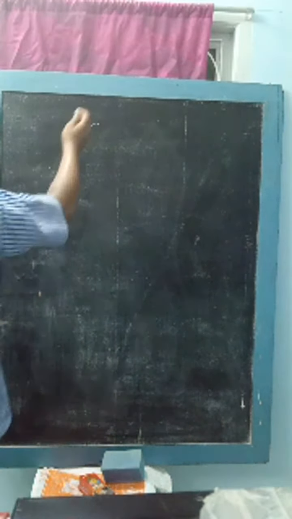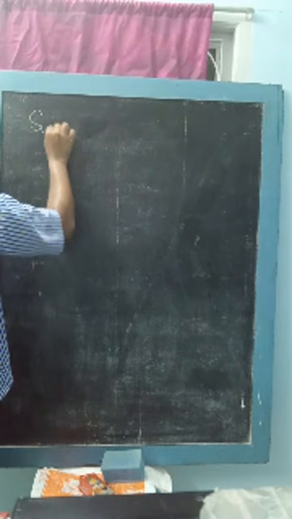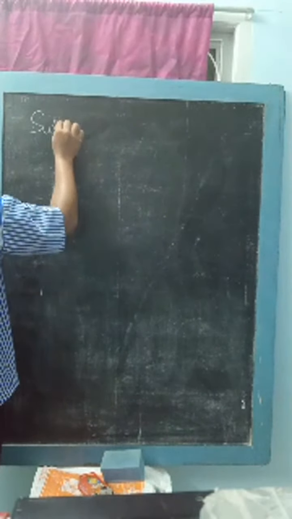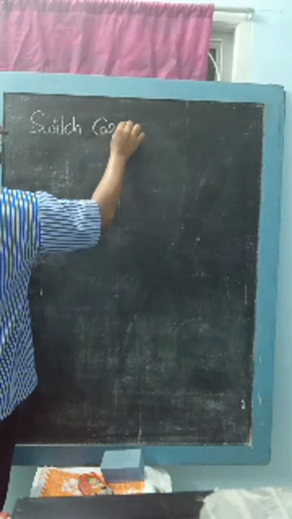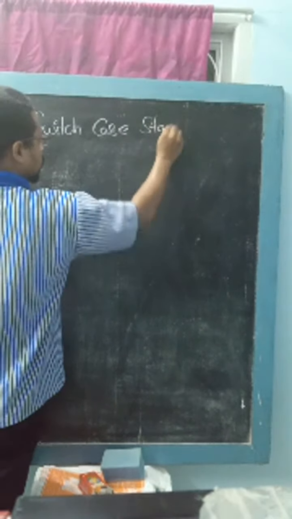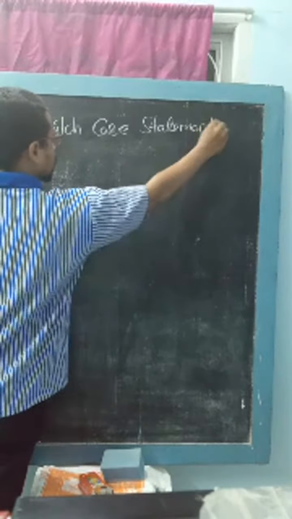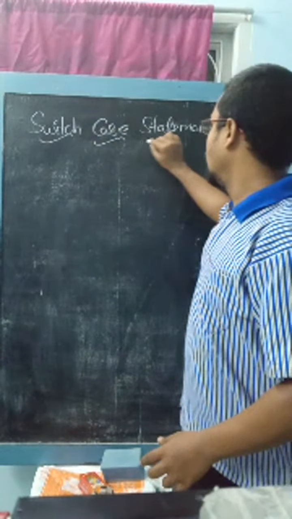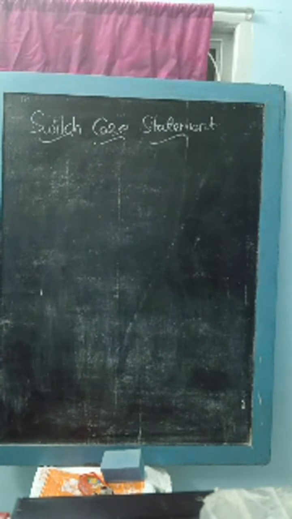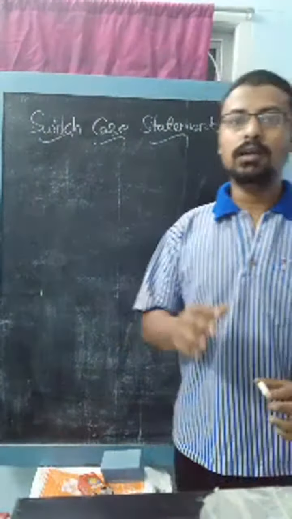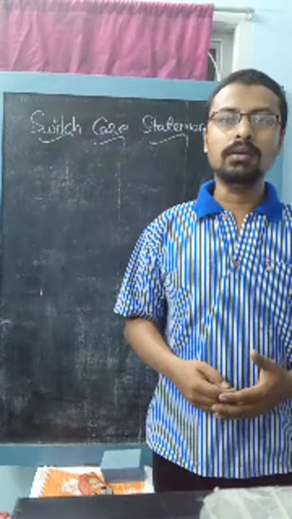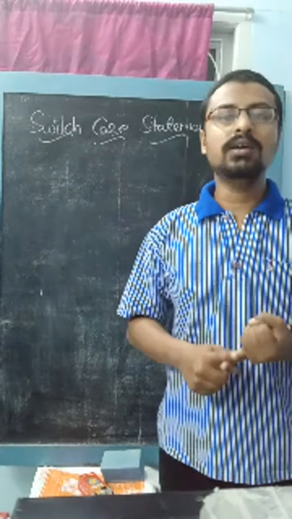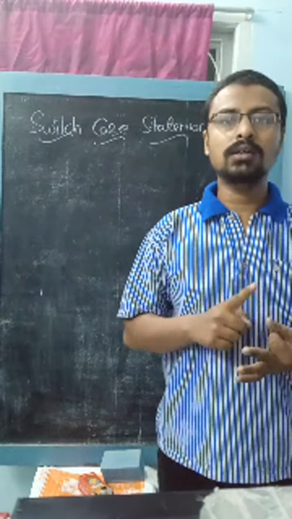Okay, so now I am just starting from the switch case statement. First of all, switch case statement is a multiple branching statement, and it is for multiple options also. It is used for multiple options. So whenever we need multiple options in programming, we have to use nested if, else if ladder, and switch case statement.